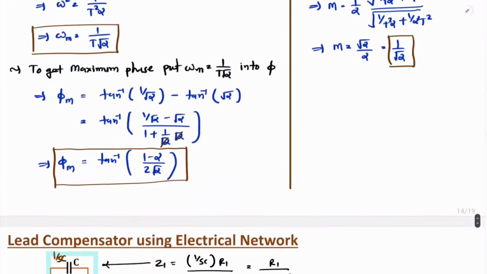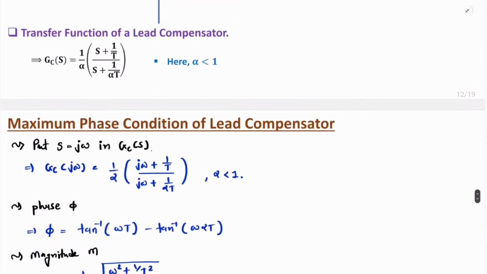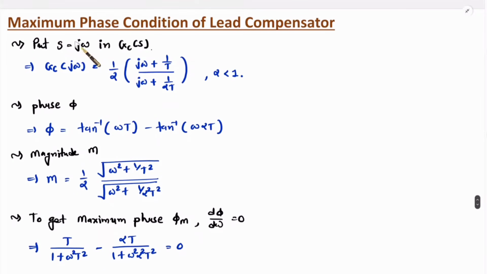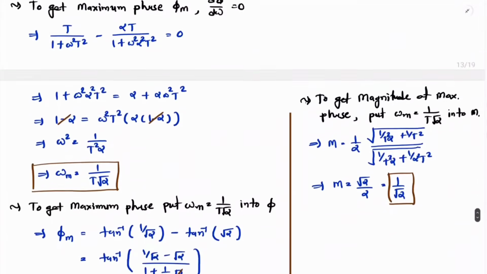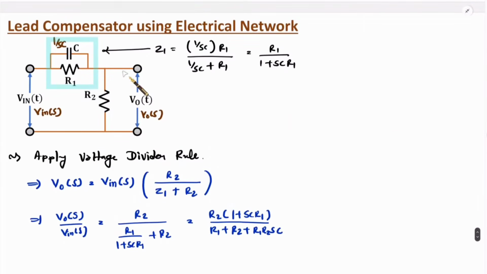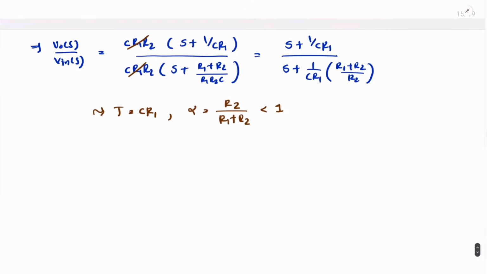So the standard form that I have explained over here is this, for which I have derived the maximum phase condition. Using this maximum phase condition, we can solve many questions as well. And here we have this electrical network in the form of a lead compensator as per this standard form, where T is CR1 and alpha is R2 divided by R1 plus R2. And obviously that will always be lower than 1.